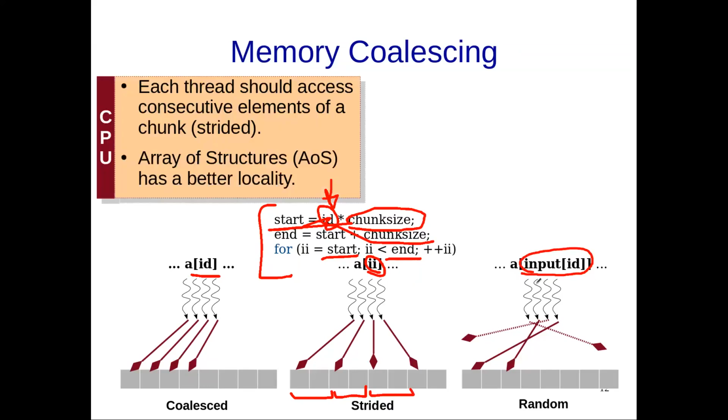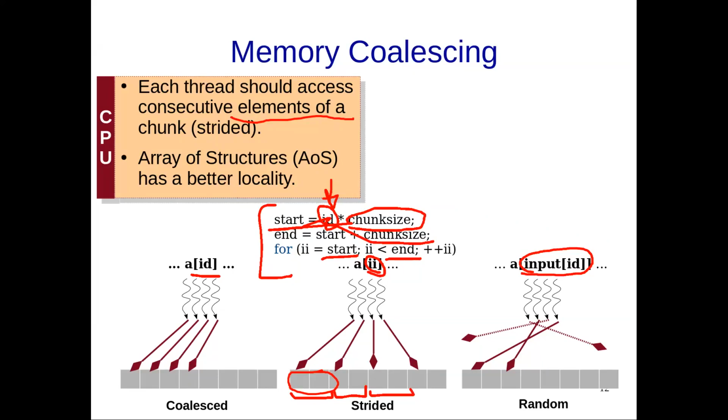All right. So on the CPU, let's summarize this. On the CPU, each thread should access consecutive elements of a chunk, right? So this kind of consecutive elements being accessed. This access pattern is going to give you better spatial locality, and therefore all the fields of the structure should be together, and that is what we do, right?